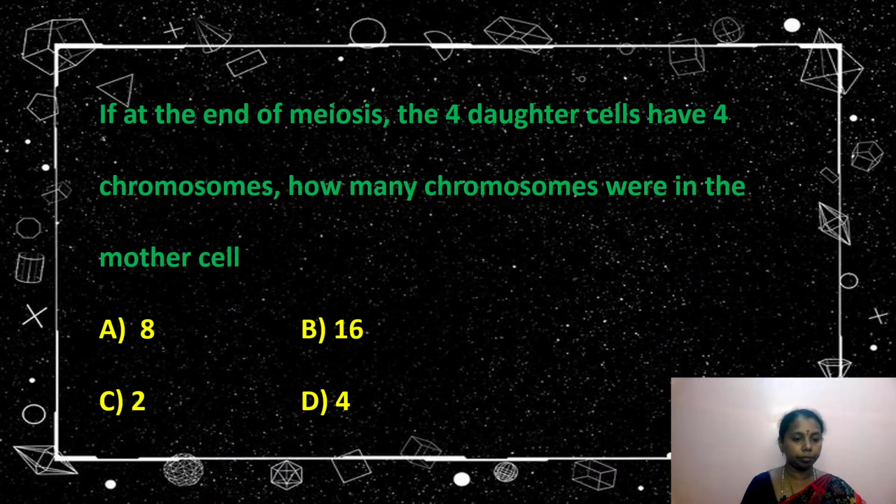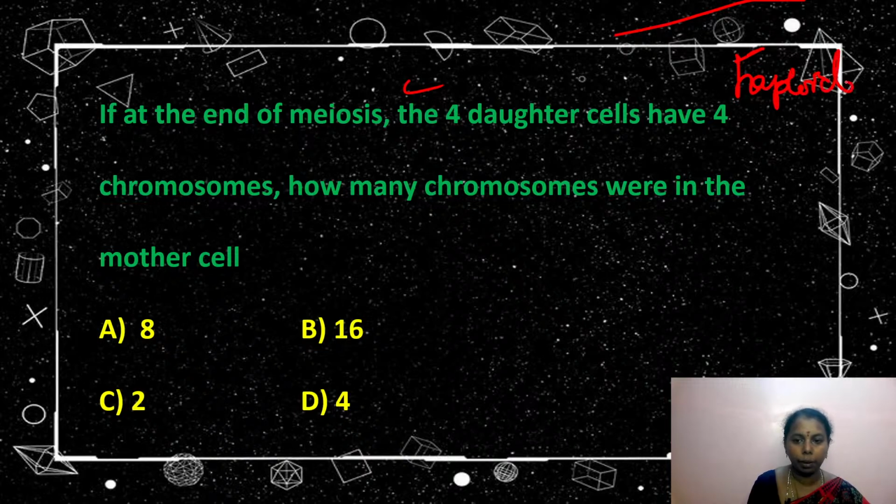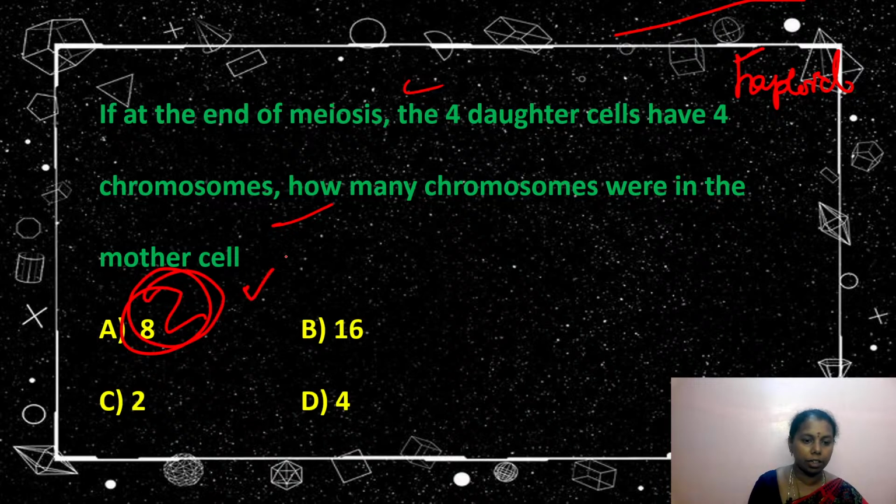Yes, Tarunika and Lakshita answered. Jeevan answered. Sivashi and Vivek. Yes, excellent children. Very correct answer actually. At the end of meiosis, we are having haploid cells, which is 4 daughter cells having 4 chromosomes, which is haploid. That means the mother cell will be diploid only. So diploid is 2n, which is 8. Very correct answer. Excellent answer by you all.